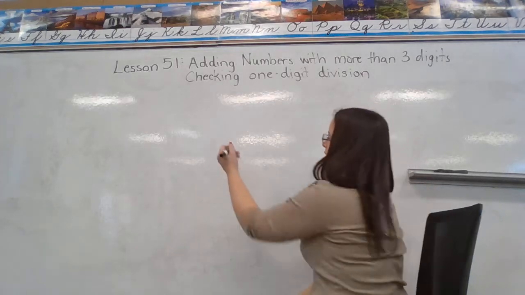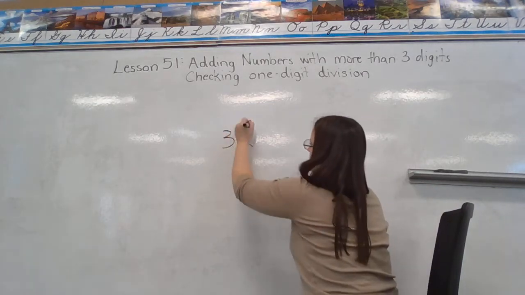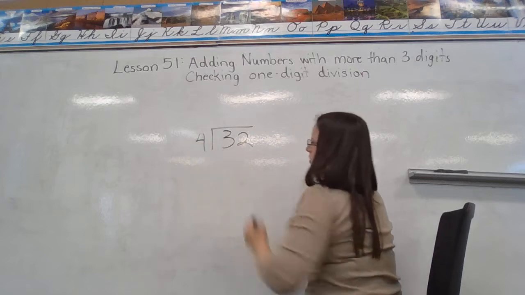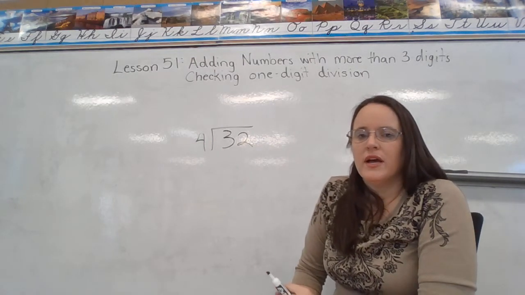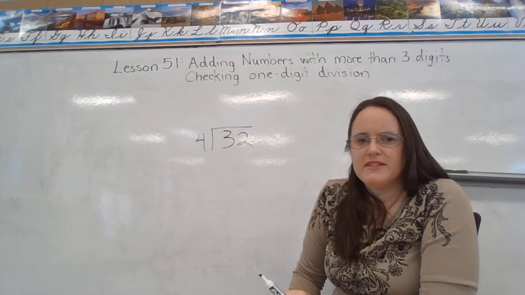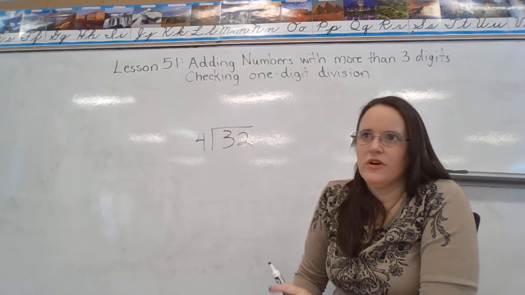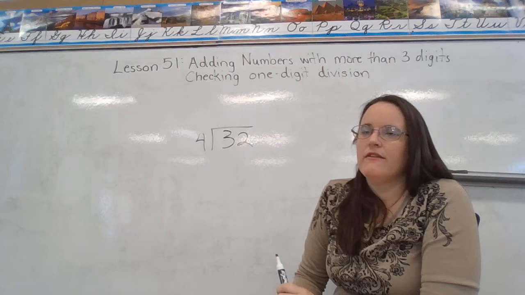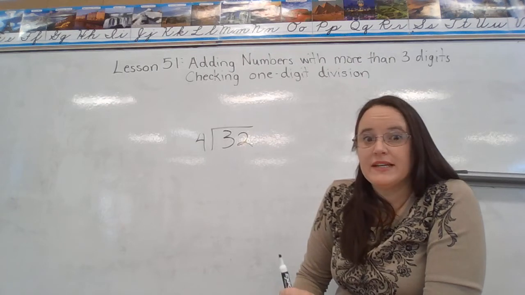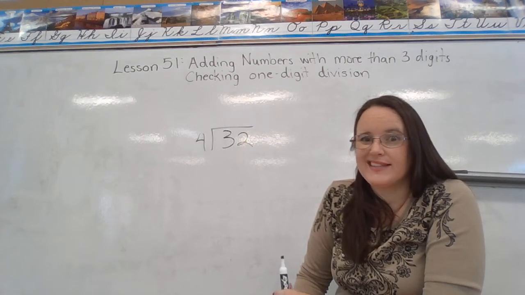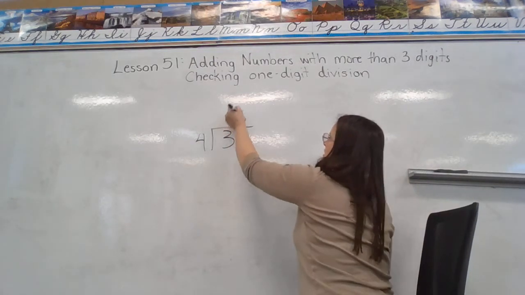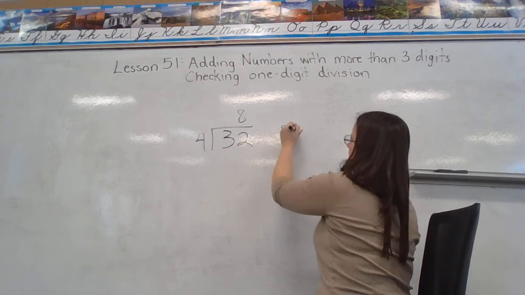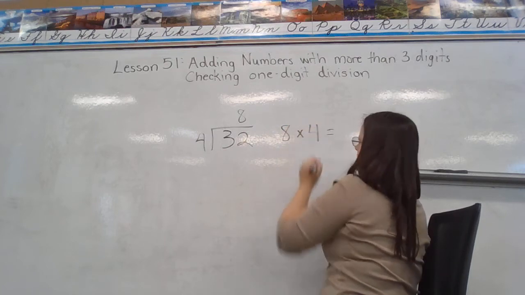Okay, our last example is 32 divided by 4. Well, I know 4 times 5 is 20. That's way too low. Let's see. What about 4 times 7? That's 28. That's still too low. Let's try 8. And we'll check it by saying, what is 8 times 4?